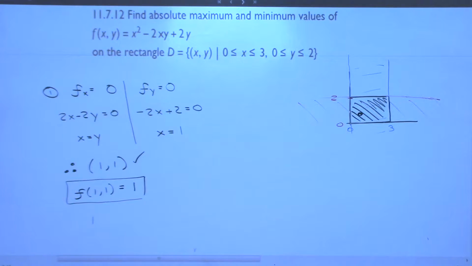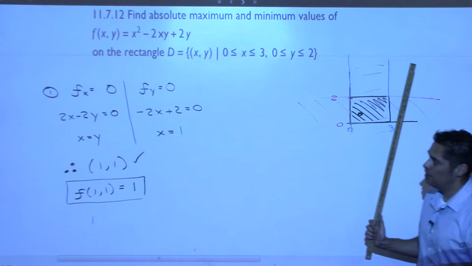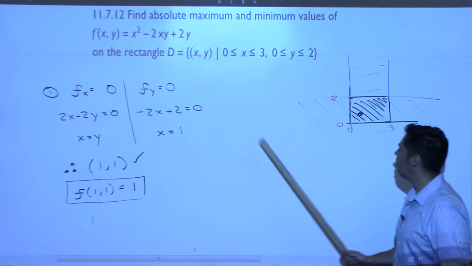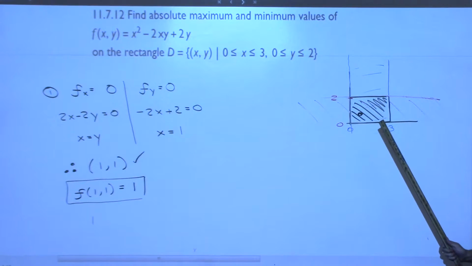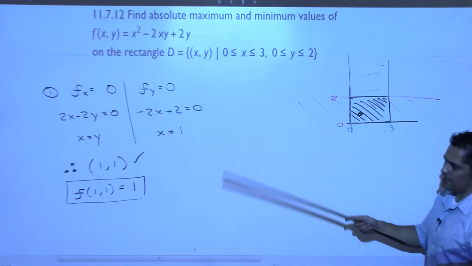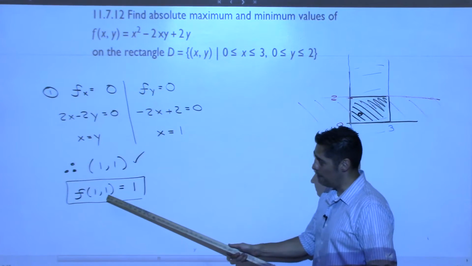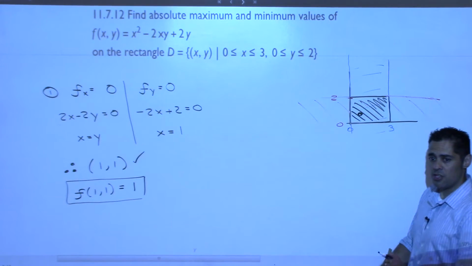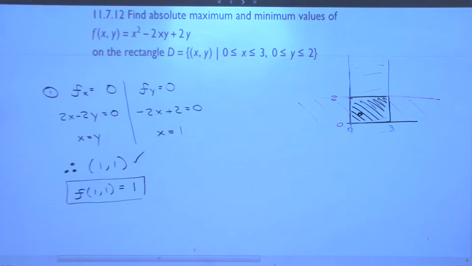I've had students on tests, the one that you're going to take in class next week, I've had students on tests forget to do this step. They do all the boundary, they move around and all that. They forget to do the partials equal to 0, and I take off a lot of points because you have to check that point. That could be the highest point, could be the lowest point. If you forget about it, it's like forgetting to check one of your endpoints back in Cal 1. You're just checking part of it, not everything.